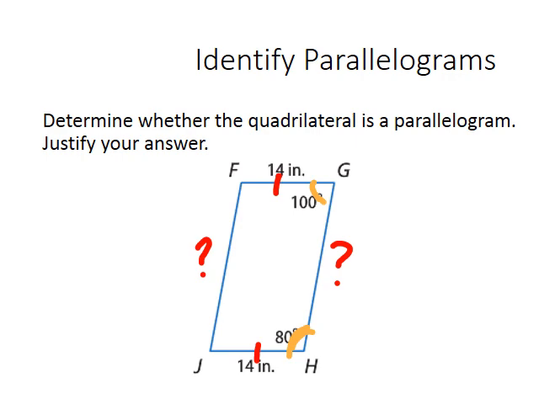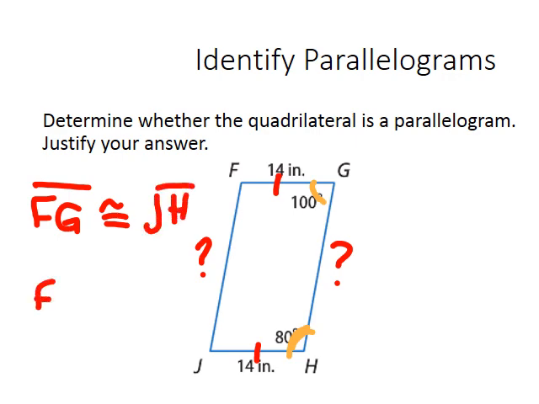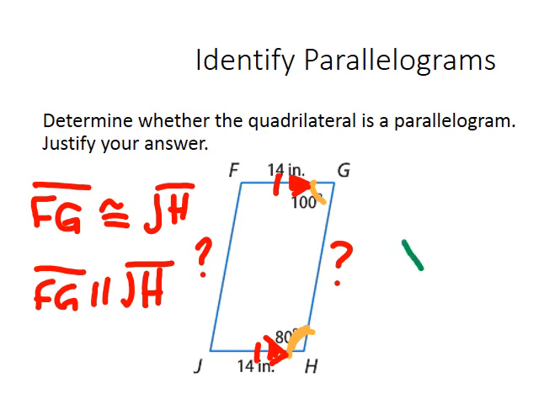So not only is FG congruent to JH, but now we have shown that FG is parallel to JH because angle G and angle H are supplementary. So we've got a pair of opposite sides that are parallel to each other and congruent to each other. So FGJH is a parallelogram. This one checks out.